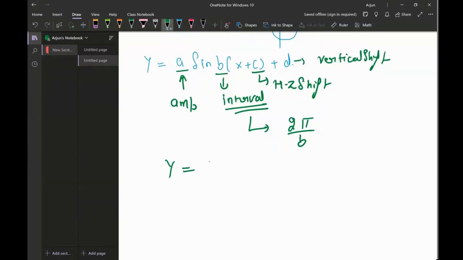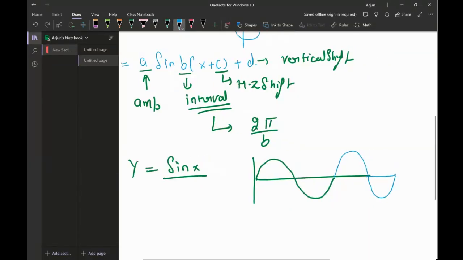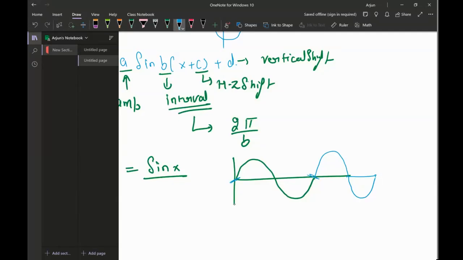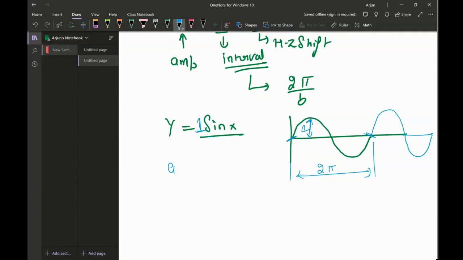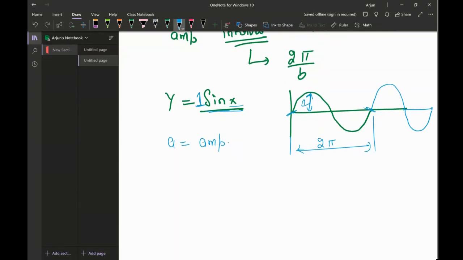So I'm going to compare it first of all with the sine x graph. The sine x graph looks something like this, and then it repeats itself over time. It's a continuous graph. From here to here, this is the interval. As I said, the interval of a standard graph is 2 pi, and the amplitude is 1, because there is nothing in front, so it means 1 in front. So A becomes the amplitude. And in this one, there is no horizontal and vertical shift.